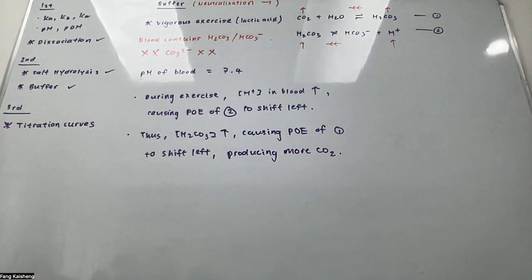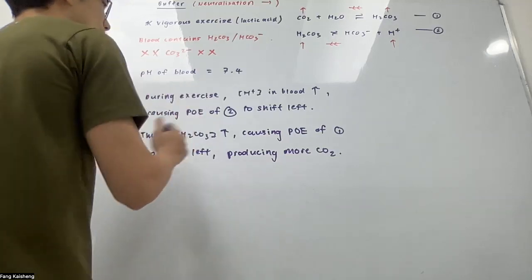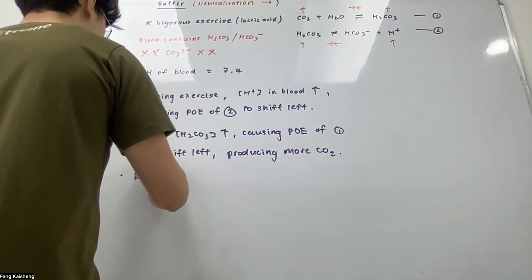When you produce more carbon dioxide, what do you do next? You exhale faster. So you tell me along those lines, rate of breathing.